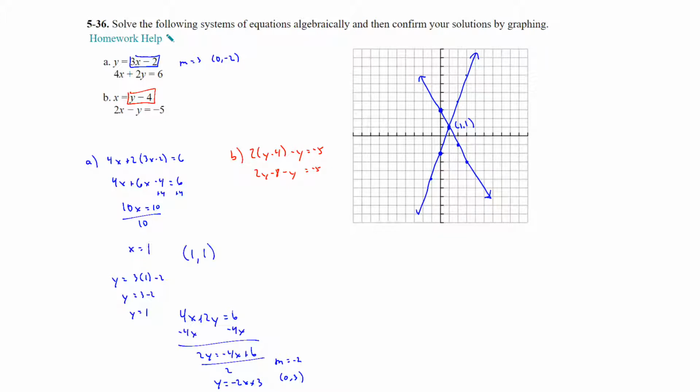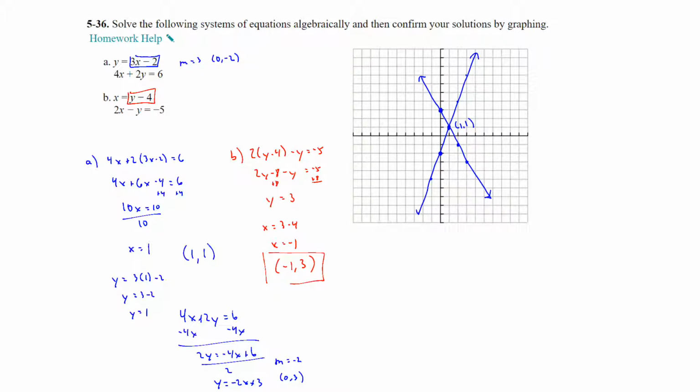Combine your like terms. 2y minus y is y. I'm also going to add the 8. So that looks like we get y is equal to 3. Plug it into your first equation. 3 minus 4 is negative 1. So the ordered pair is negative 1, 3. And that's for part B.